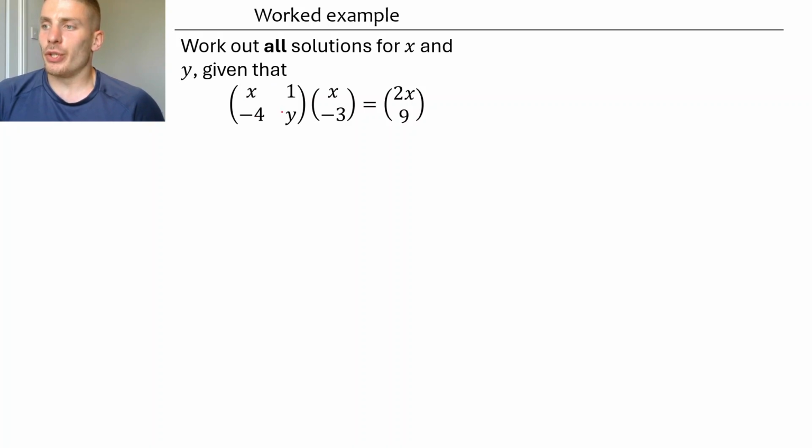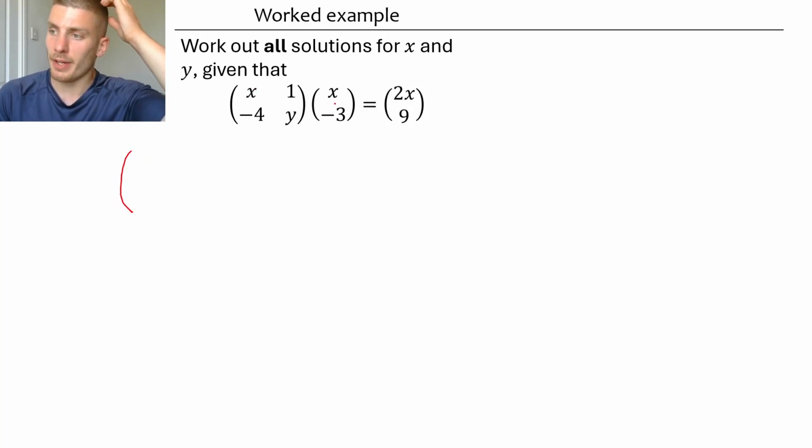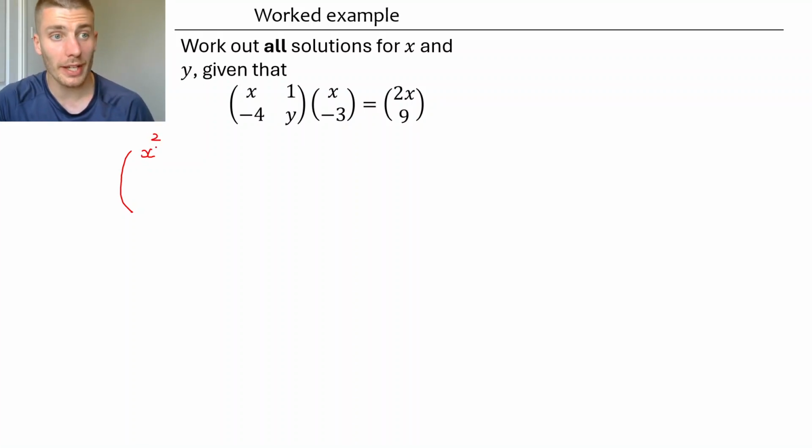Now you've got a 2 by 2 and you're timesing it by a 2 by 1, so it's going to end up being a 2 by 1 matrix. So that's good to know for starters. And we go and do the x times the x, which gives you x squared. So straight away I can see we've got x squared, quadratic. There's going to be more than one solution in this case. And I'm going to do 1 times negative 3, which is minus 3, and that is my first term.